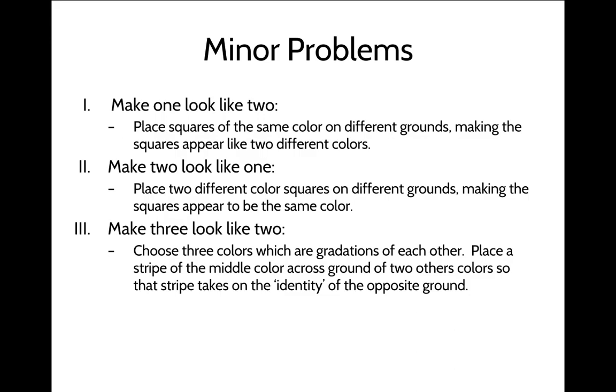Now, our minor problems that we've already gotten a good start on: you had two squares that were the same color, and you were trying to make that one color look like two by placing them on different grounds. You were trying to make two different colors look like one by the colors that you put them on. And then lastly, make three look like two. So you had the two squares with a thin strip of a third color going across it, and the third color was intended to look like each of its parents, so to speak, as it crossed the middle ground.